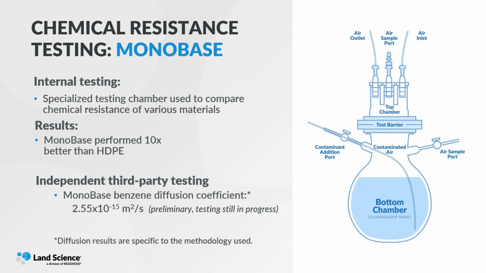Great to have internal testing, but even more important to have the independent third-party testing. And as you can see here, published is the MonoShield benzene diffusion coefficient of 10 to the minus 15. So for those of you that diffusion numbers are great to see on paper, you can take these numbers and implement them into a modeling program to identify what your site-specific attenuation factor would be if you utilize MonoShield.